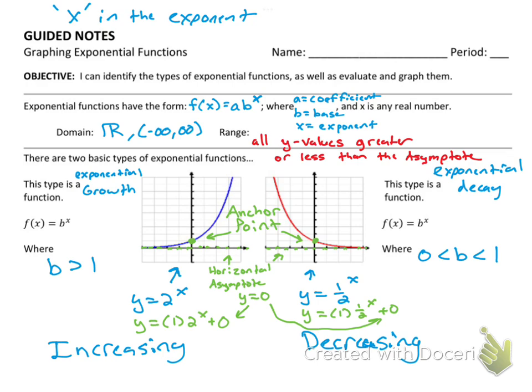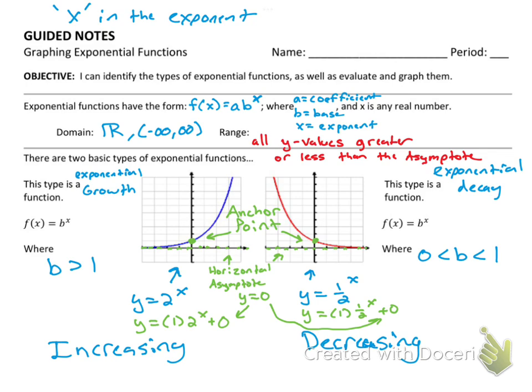Okay? And our range is going to be all y values that are greater than or less than the asymptote that we'll have on each exponential function. And we'll go over how you get that asymptote, okay?